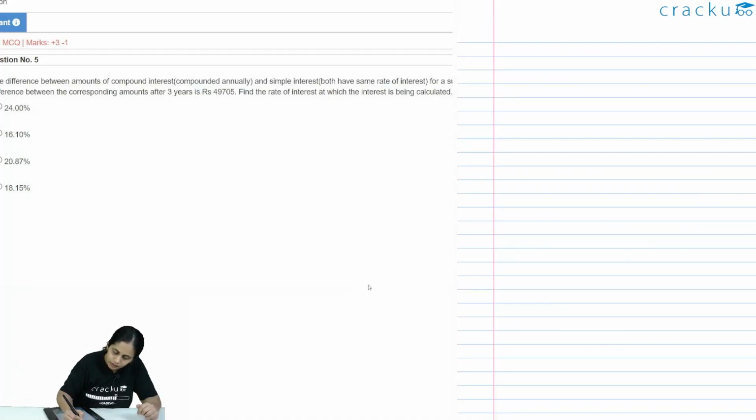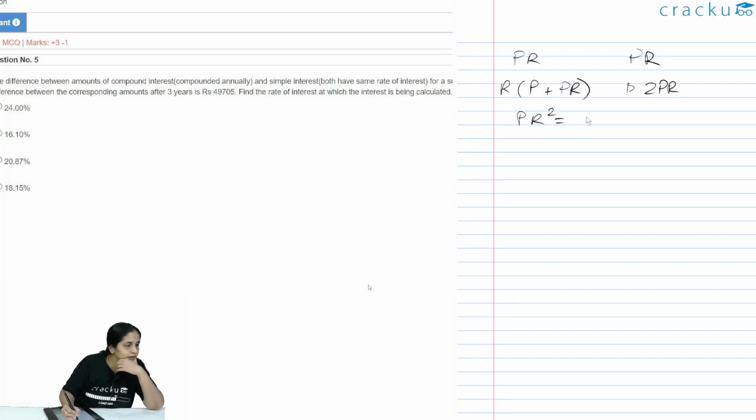So the difference after 2 years is basically this. This is PR for the first year, this is PR for the first year. This will be R into P plus PR. This will be R, 2PR. So this will be basically PR plus PR square. The difference between them is basically PR square.